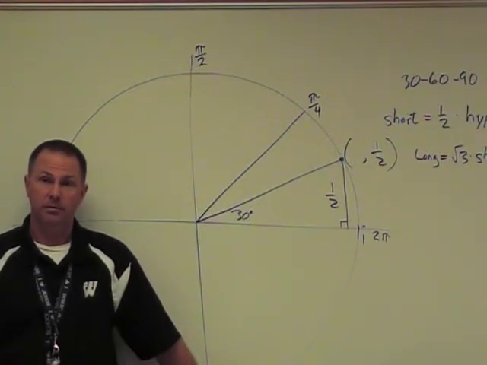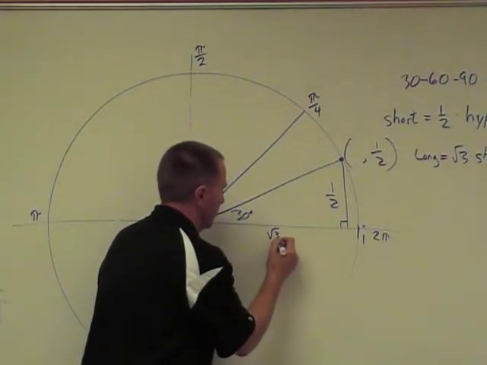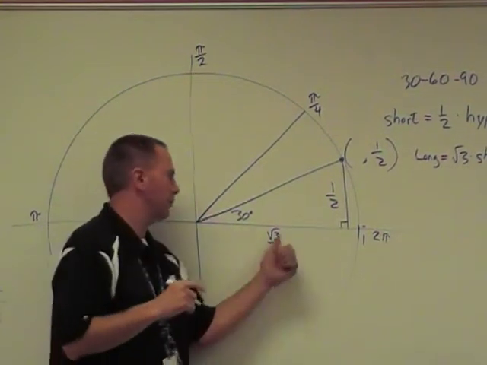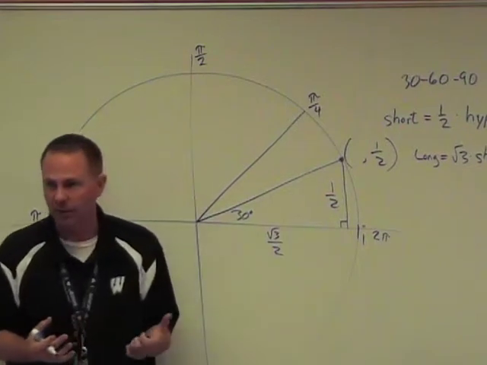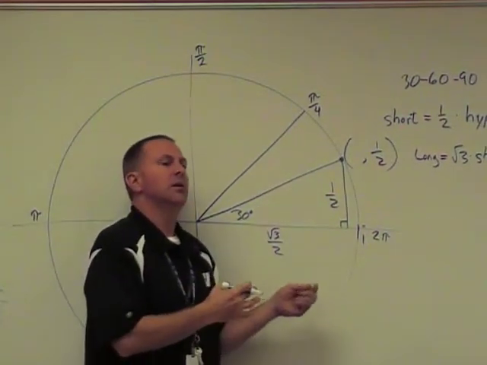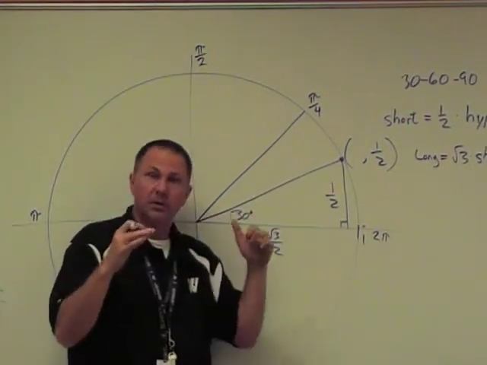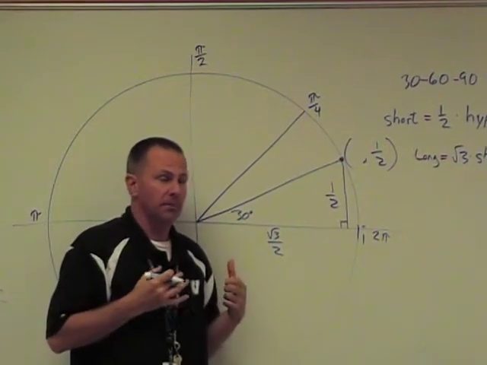Square root of 3 over 2. Alright, so this is what you need to remember. First of all, the square root of 3 is bigger than 1. So that should tell you, if you confuse them, which one's the long leg.